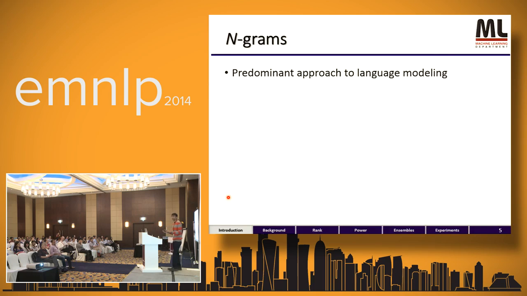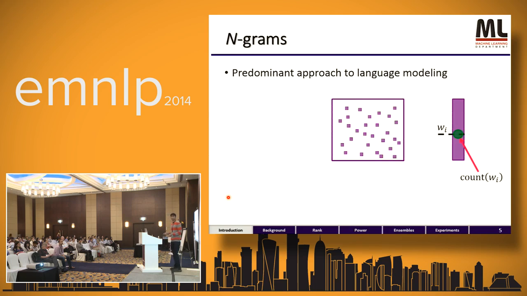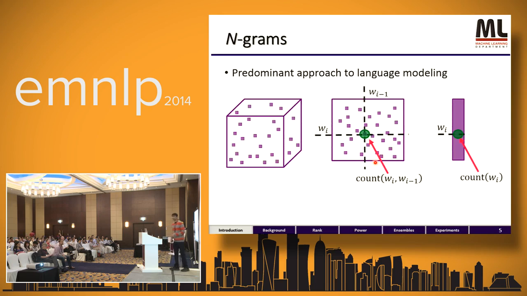And n-grams are very simple, but they're the predominant approach to language models. So for this talk, we're going to have a vector, which is going to represent the unigram, where this is the count of the current word. The bigram will be a sparse matrix, where the little purple dots are the non-zero entries. And this will be the count of the word and the previous word. And the trigram, which is even sparser than the bigram, is going to be the word and the previous two words.